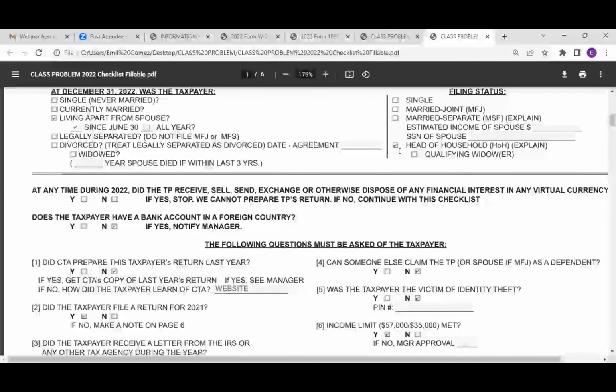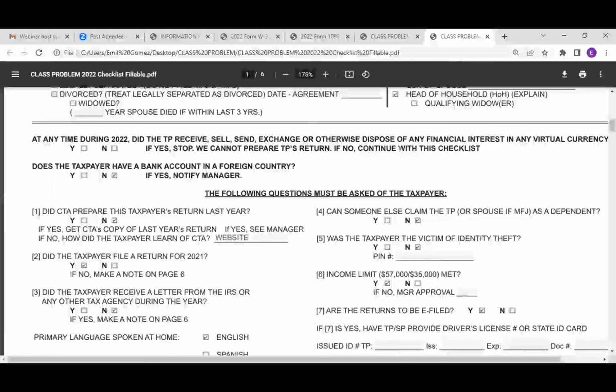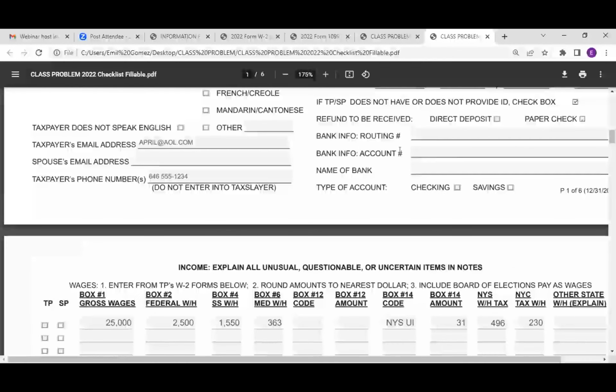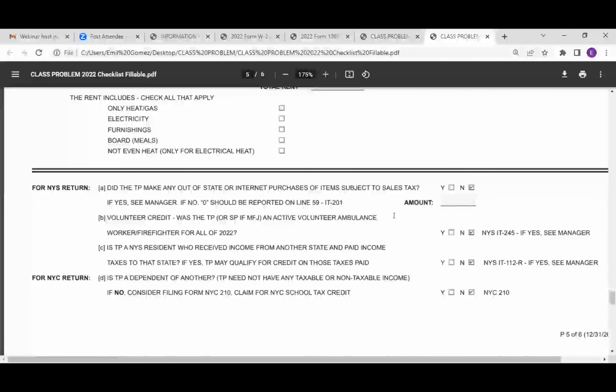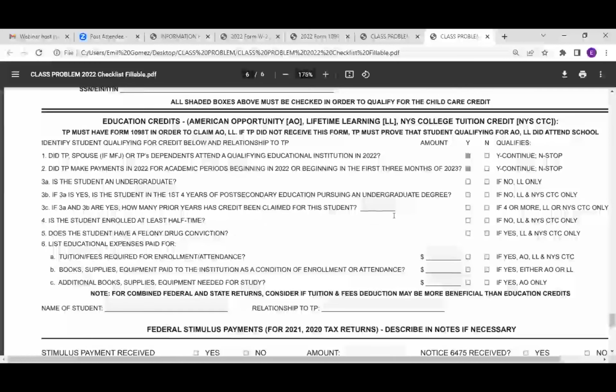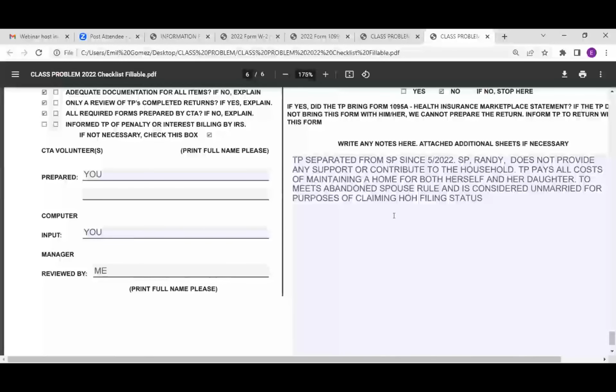To the note to this checklist, I'm going to show you the note that I wrote that backs up what I just said about the filing status. Well, what does it say here on the right-hand side of page 6? The taxpayer is separated from the spouse since May of 2022. The spouse, Randy, does not provide any support or contribute to the household. Very important, right? I'm using shorthands, TP, taxpayer, SP, spouse. TP, taxpayer, in this case, April, pays all of the costs of maintaining a home for both herself and her daughter. TP needs to abandon spouse rule and is considered unmarried for the purposes of claiming HOH status.